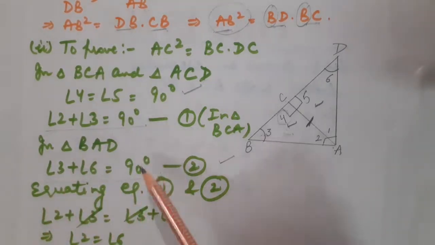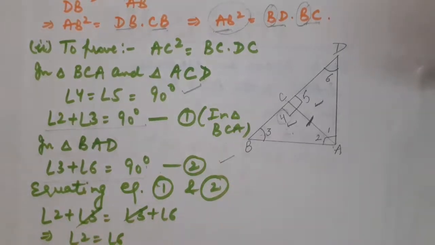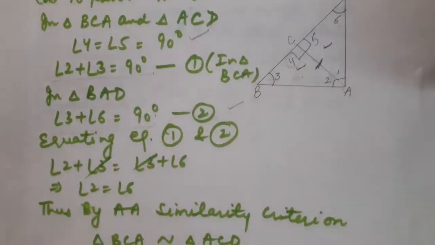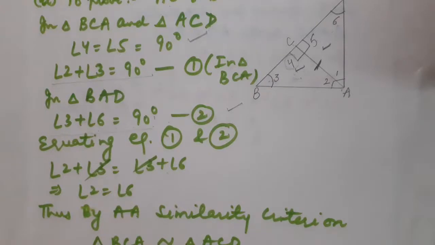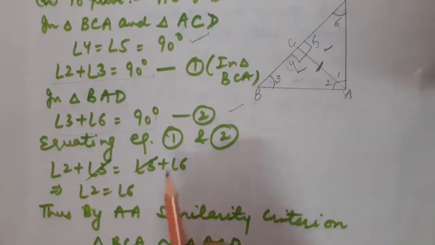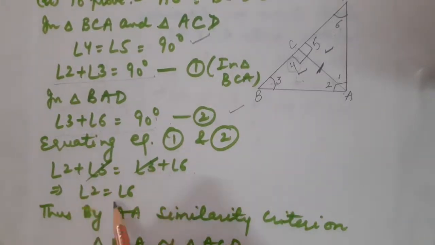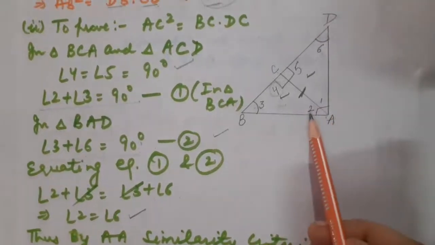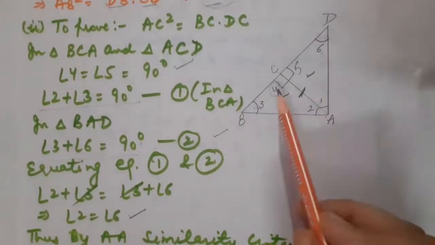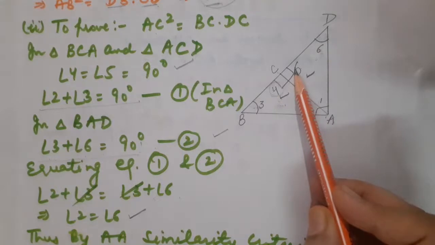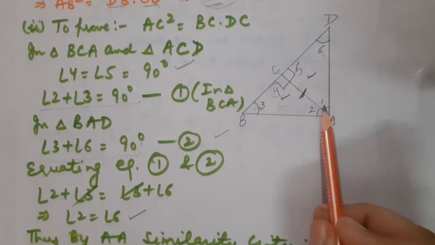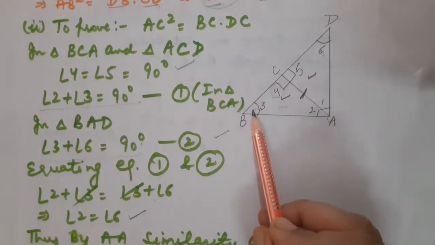So when right hand sides are equal, so definitely left hand side will also be equal. So angle 2 plus angle 3 is equal to angle 3 plus angle 6. 3 and 3 are going to be cancelled. So angle 2 is equal to angle 6. Look, this angle 2 is equal to angle 6. 4 and 5 are automatically equal. And of course, angle 1 is also equal to angle 3.